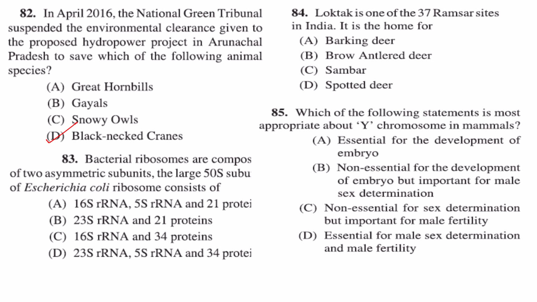The large 50S subunit of Escherichia coli ribosome consists of. So the 50S subunit of the bacterial ribosome, it is composed of 16S rRNA and 34 proteins. Answer is option C. Then Loktak is one of the 37 Ramsar sites in India. It is home for brow-antlered deer.